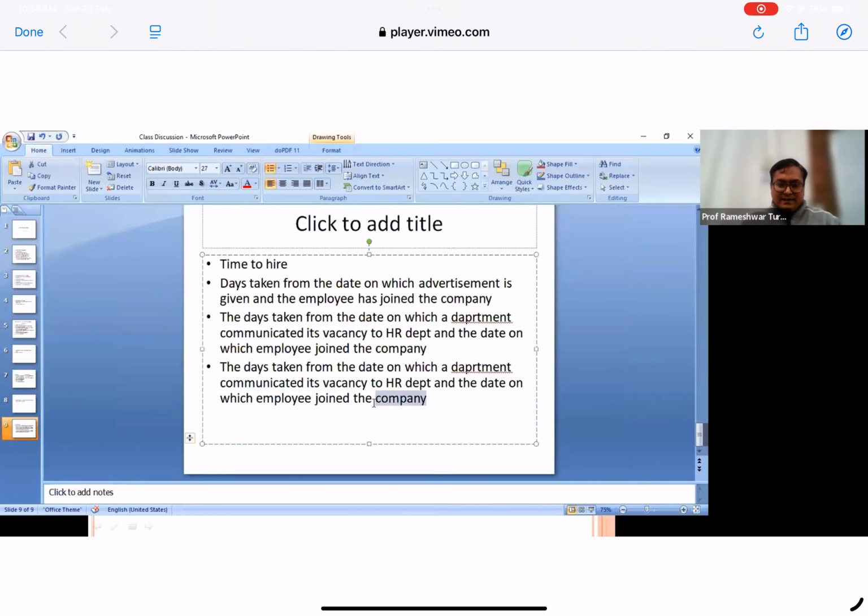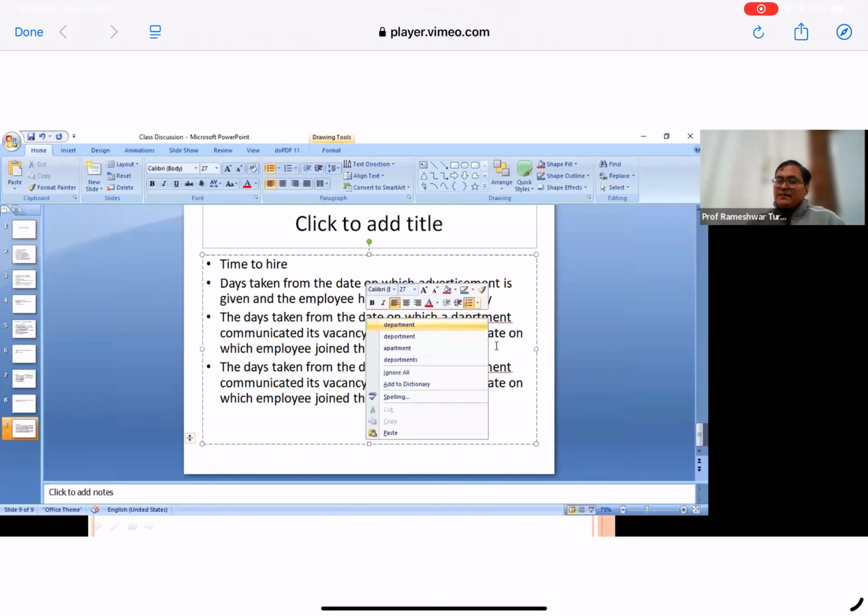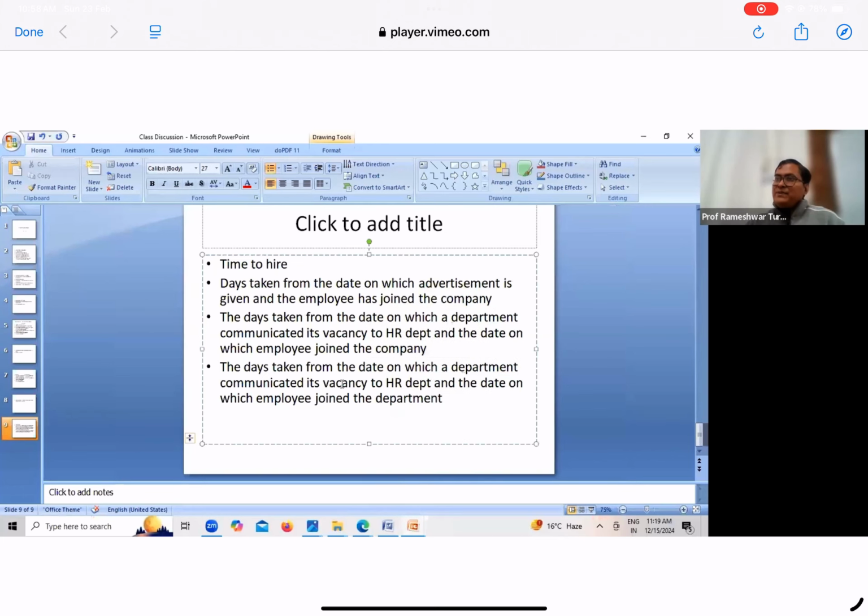Join the department. Now, all the three are definitions of time to hire, right? But for the same process, you will get different numbers. So merely the number doesn't tell a story in HR. You have to look at how the company has arrived at that number. What is the definition?